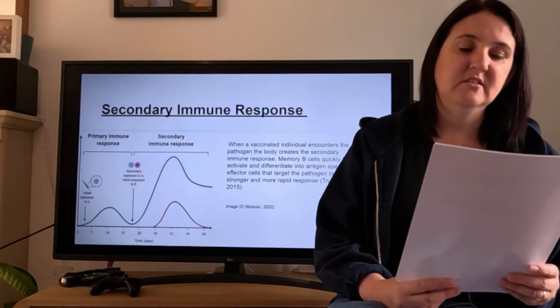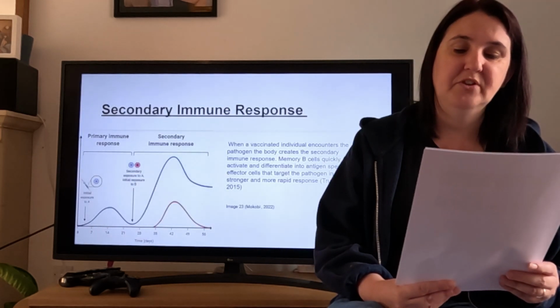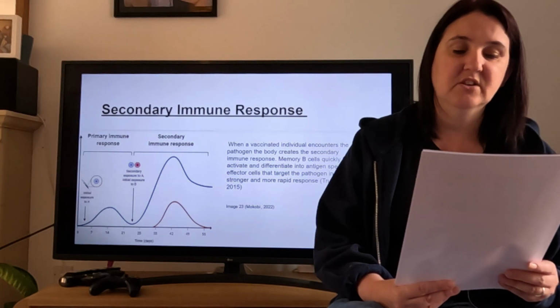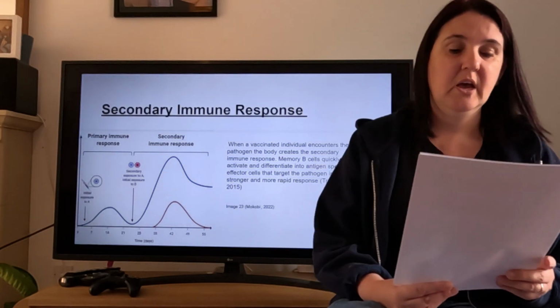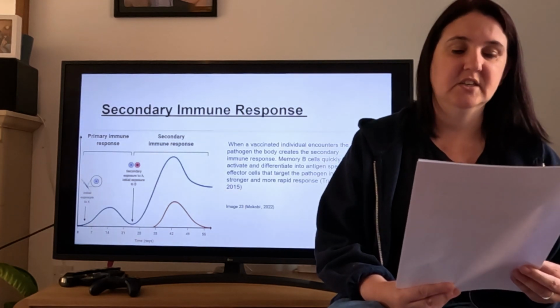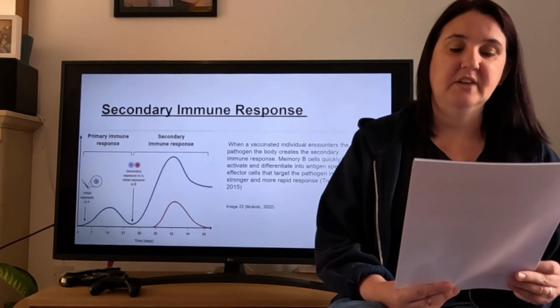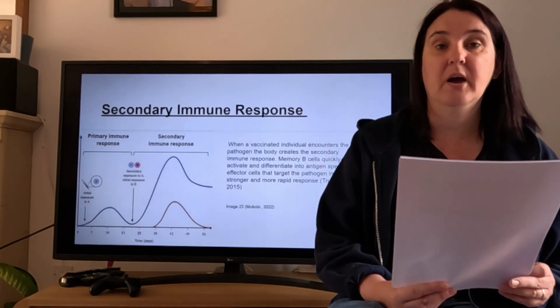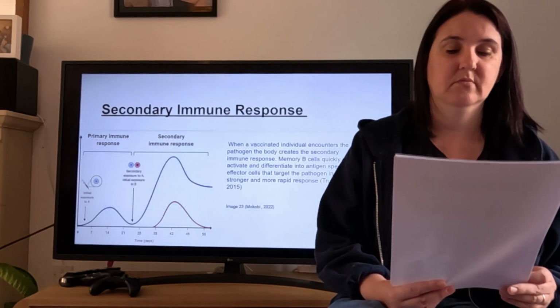When a vaccinated individual encounters the pathogen, the body creates the secondary immune response. Memory B cells quickly activate and differentiate into antigen-specific effector cells that target the pathogen in a stronger and more rapid response.